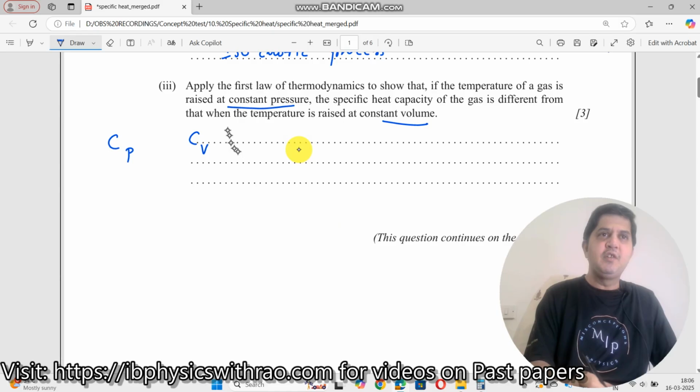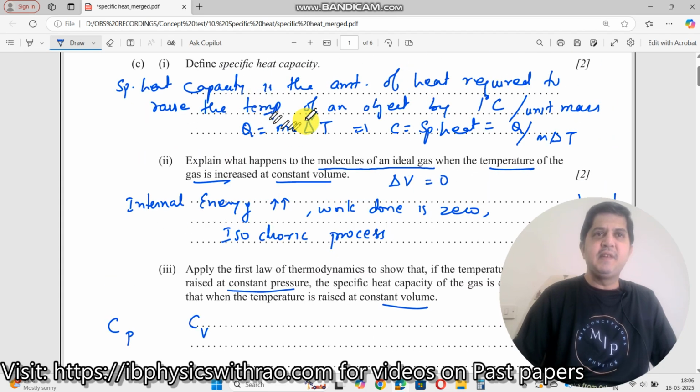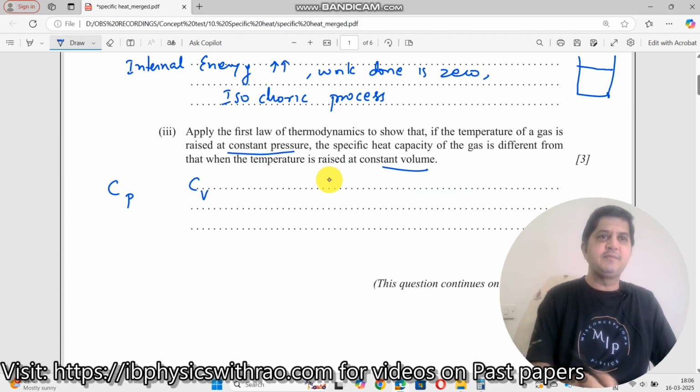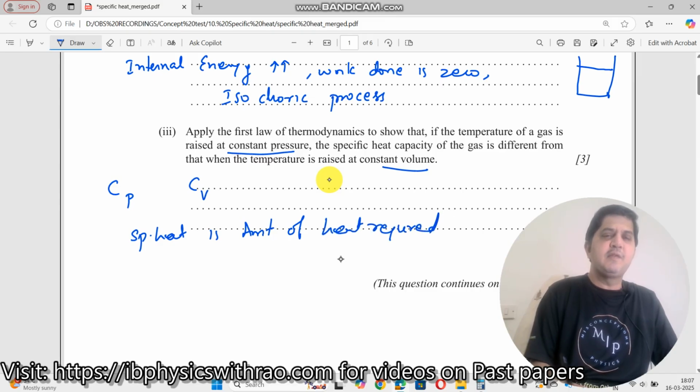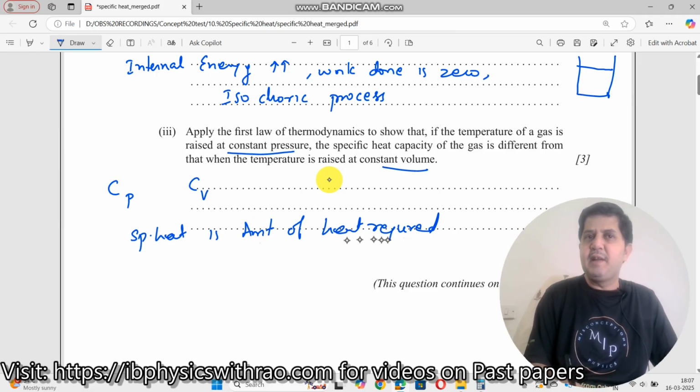Now, to argue with this law, first let us define what is specific heat here. We already said specific heat is the amount of heat required. So let me write down: specific heat is the amount of heat required. I'm not writing the full statement, I'm just writing only a part of this.